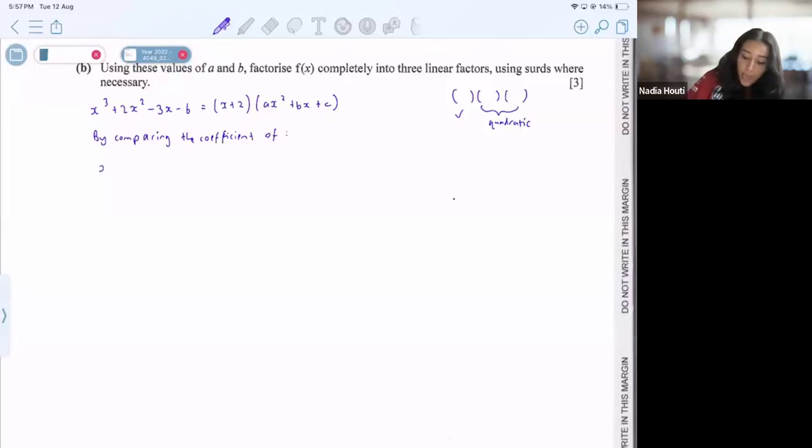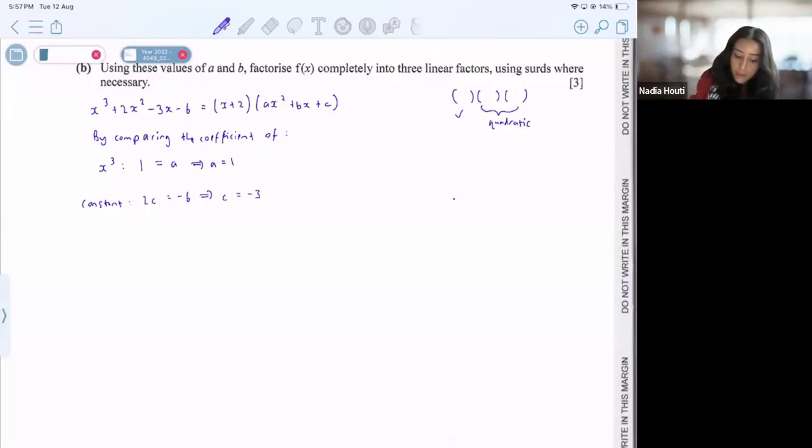Let's compare the coefficient of the x cubed term. You can see on the left-hand side, the coefficient of x cubed is 1. So we know a is equal to 1. And then you compare the constant term. On the left-hand side, it's -6, and that is equal to 2 times c. Only this pair gives you the constant term. So 2c equals -6, and c is equal to -3.